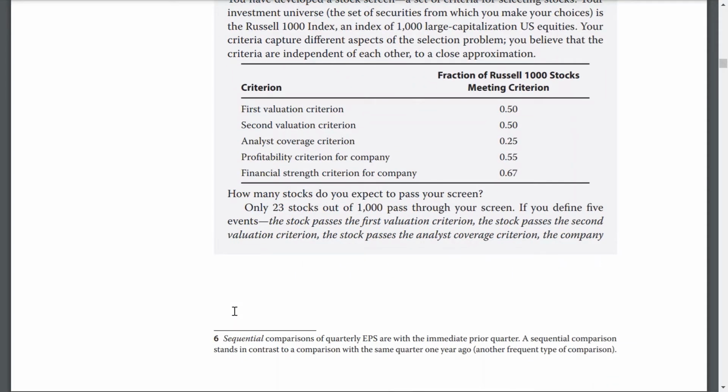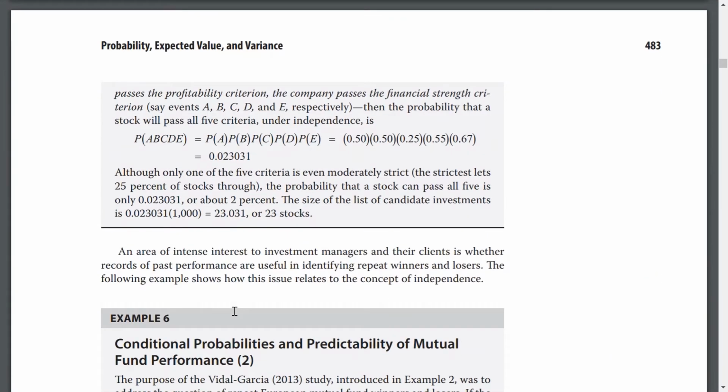Only 23 stocks out of 1,000 pass through your screen. If you define 5 events: the stock passes the first valuation criteria, the stock passes the second valuation criteria, the stock passes the analyst coverage criteria, the company passes the profitability criteria, and the company passes the financial strength criteria. So say events A, B, C, D, and E respectively, then the probability that a stock will pass all 5 criteria under independence is this.